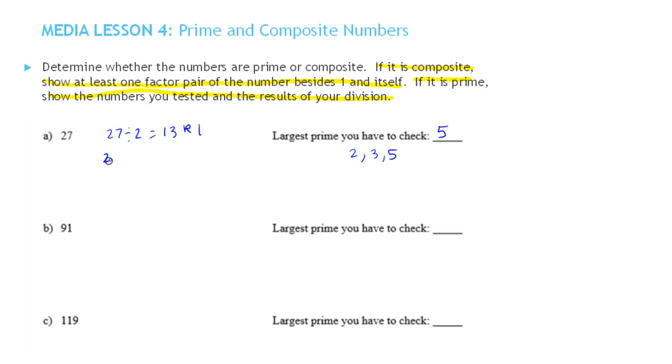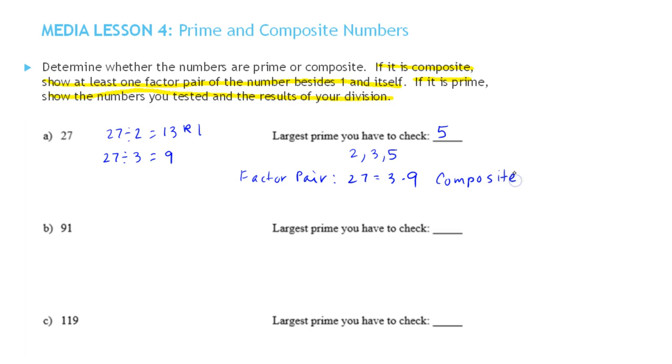Now let's divide 27 by 3. And 27 divided by 3 is 9. So that means that 27 has a factor pair, namely 27 equals 3 times 9. And since this isn't 1 times the number, we have now shown that 27 is composite.